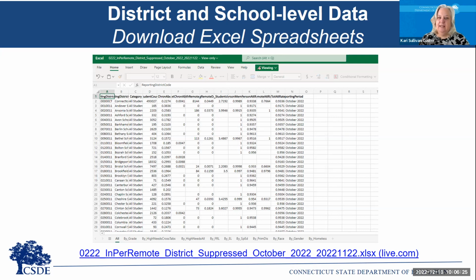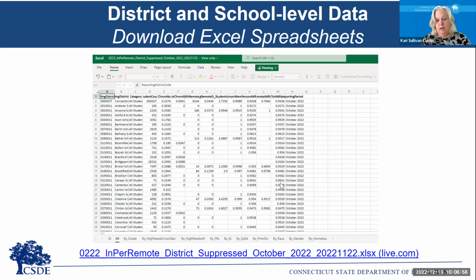But if you're not, as I've said before, it's important to have someone on your school and district attendance teams who can manipulate this data, sort and filter so that you just see what you like. One of the most important things, this is the chronic absence spreadsheet, is along the bottom, you can look at your chronic absence rates for your district by grade, by high needs, crosstabs, by free and reduced lunch, by English learners, by special ed, by primary disability for your students with special ed, by race, gender, and by homeless.